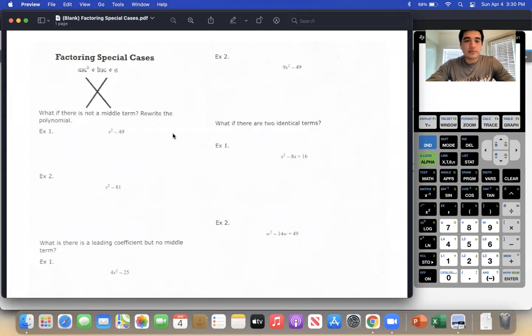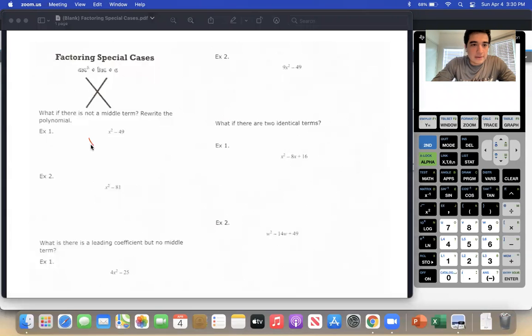So what we would do is we would rewrite the polynomial with the term. Let me show you what I'm talking about. And again, for those in my class, y'all know my writing isn't the best on here. So we would rewrite this as x squared, and then instead of the missing term, I'm going to say plus 0x, and then minus 49.